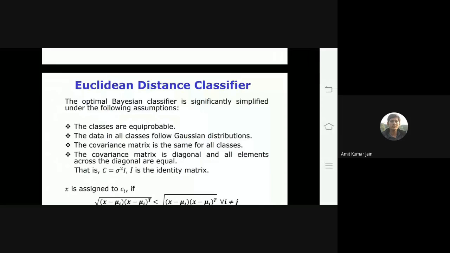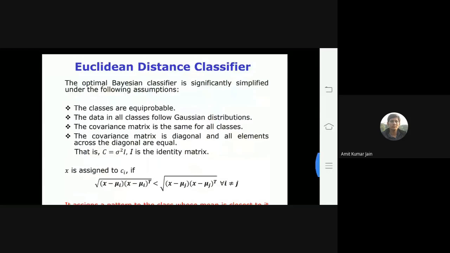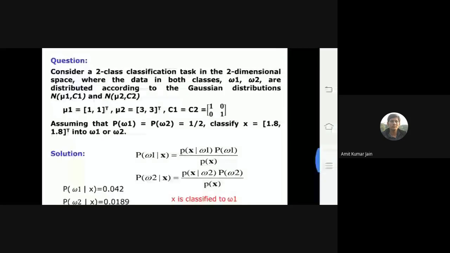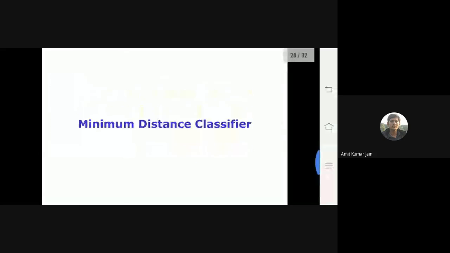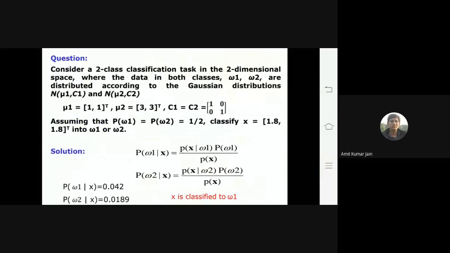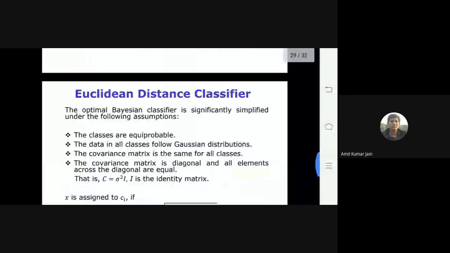The classes are equiprobable means the prior probability should be the same for both the classes. If you look at this example, P of omega 1 is equal to P of omega 2 is equal to 1 by 2. This means for this case, the classes are equiprobable. Second, the data in the classes follow Gaussian distribution, which we are assuming all the time whenever we are applying this type of technique. The third condition is very important, and the fourth one is the most important one. The third one says that the covariance matrix should be the same for all the classes. So here you can see C1 is equal to C2. It is the same for all the classes. 1, 0, 0, 1 is the identity matrix. This condition should be there.